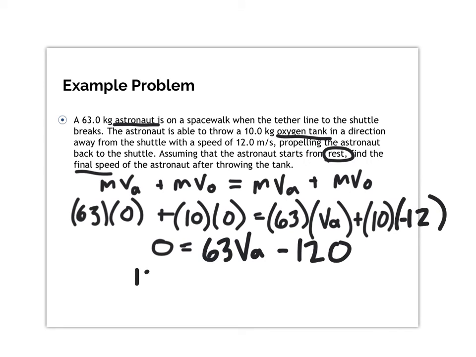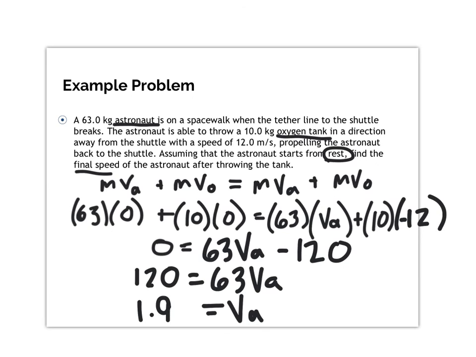So if I move that over, I have 120 equals 63 times the velocity of the astronaut. And then I divide those two out, and we get 1.9, and that would be meters per second. It came out to be a positive number, which just means it was going the opposite direction of the oxygen tank, so it was moving back towards the shuttle.